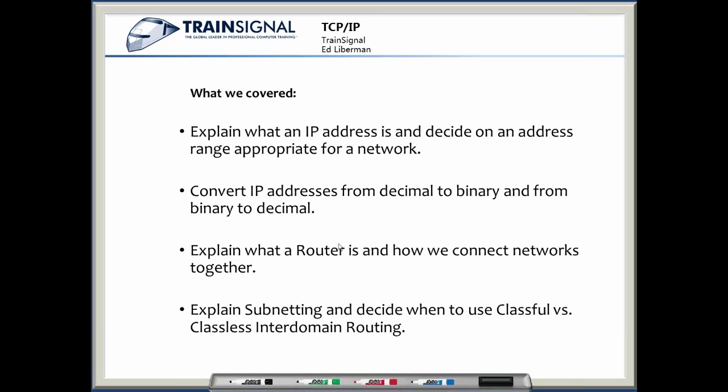We talked about what the IP address is, right? How it's these 2 components, the network ID and the host ID, and how to decide on a range that's appropriate for your network. We learned how to convert IP addresses from decimal to binary and then back to decimal again. Very important to understand how things are really working. Learned what a router is and how we interconnect between networks. And finally, subnetting.